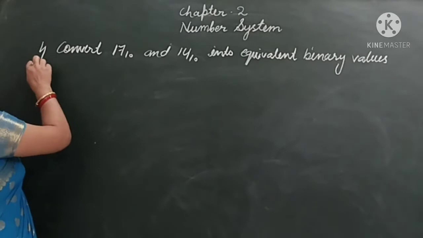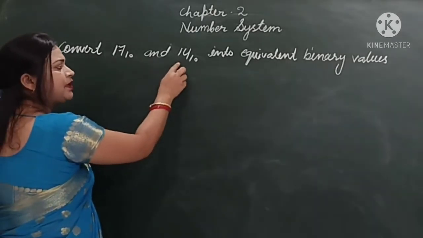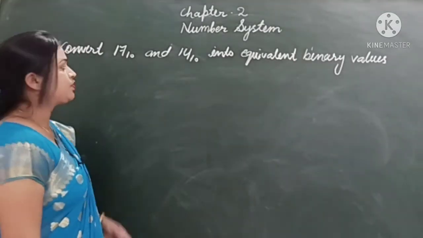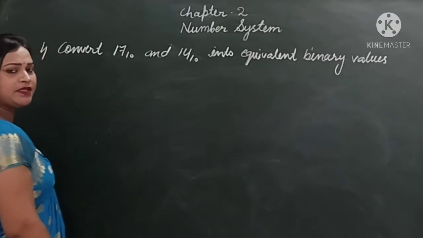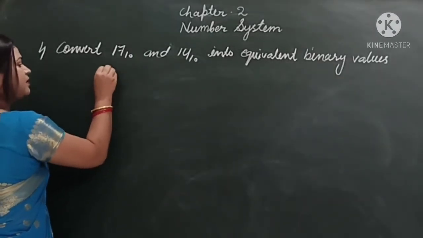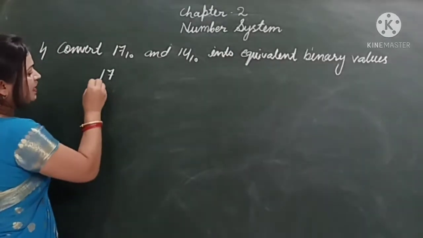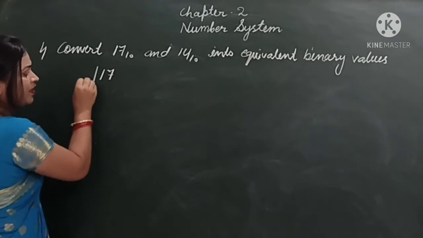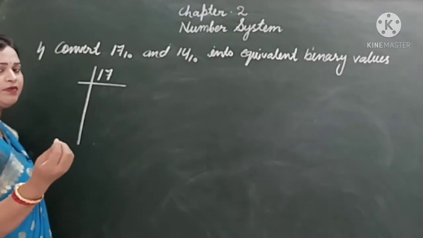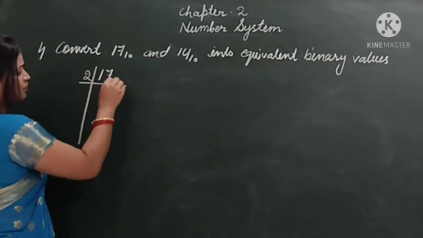Question number 4. Convert 17 base 10 and 14 base 10 into equivalent binary values. So first we'll convert this 17 base 10. How to convert? I taught you. First we write the number, that is 17. Then we divide the number by 2. Why? Because we have to convert into a binary number and binary numbers have base 2. So we divide the number by 2.